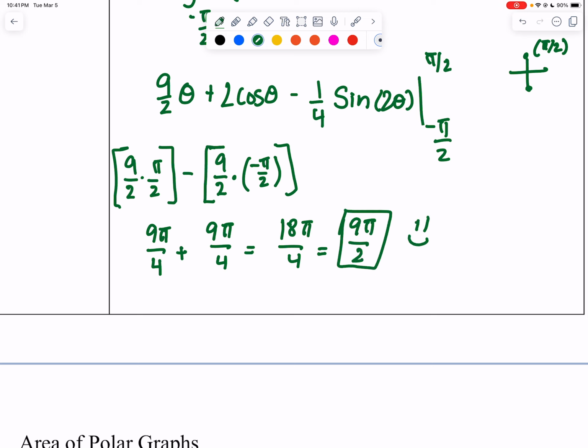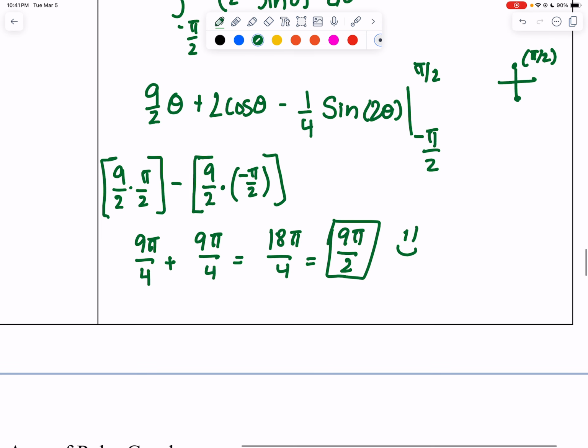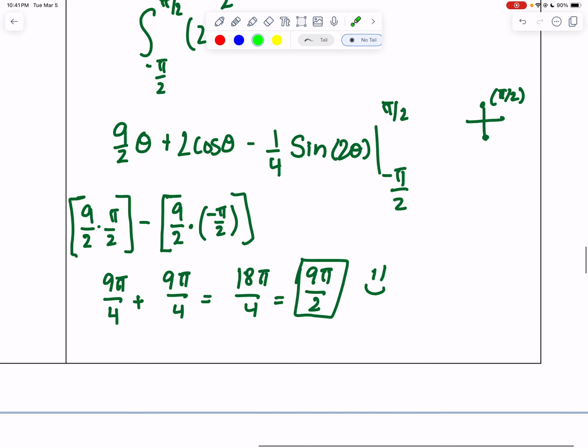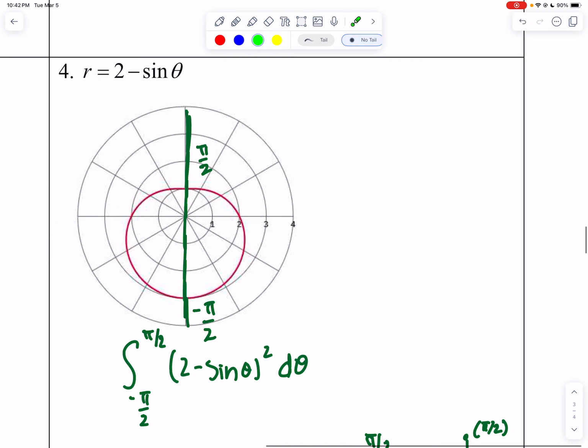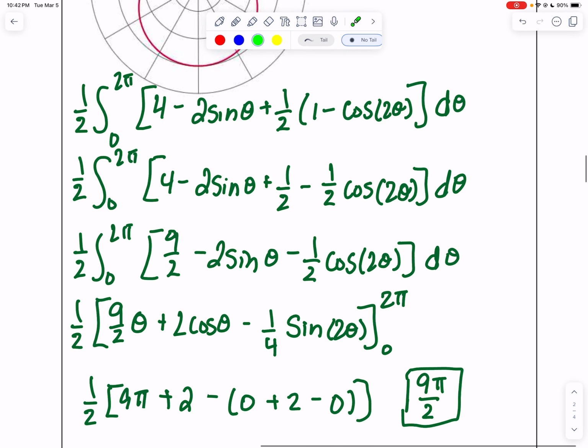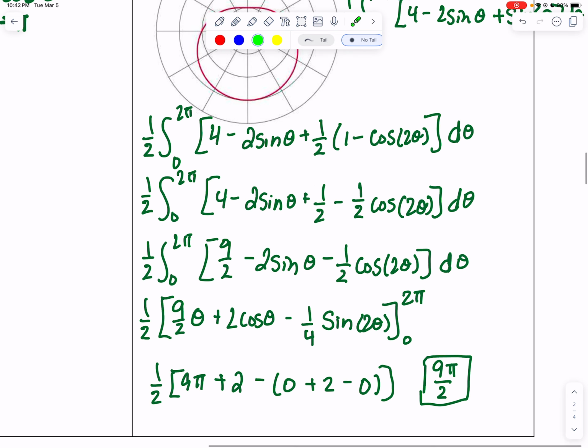Of course, this one was a little bit shorter because I used a shortcut of the integral that we did earlier. So either way, if you want to do it using negative pi over 2 to pi over 2, or if you want to use it from 0 to pi here, you are fine to do so.